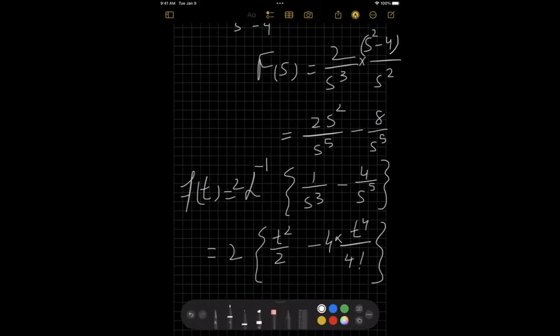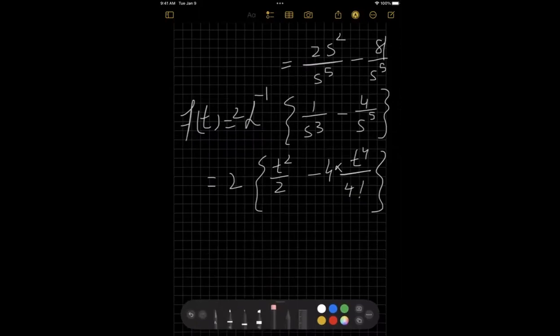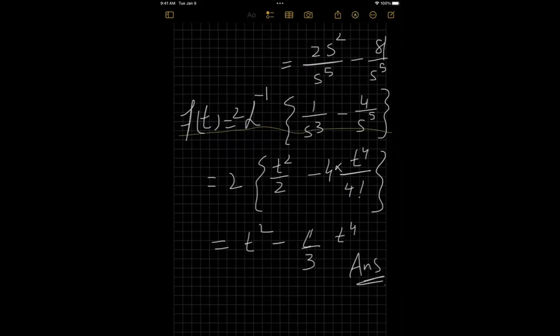So you have, sorry, t square minus 8 over 4 factorial. So it is t square minus 1 over 3 t to the 4. This is the solution. Any question? Do you want me to go up?